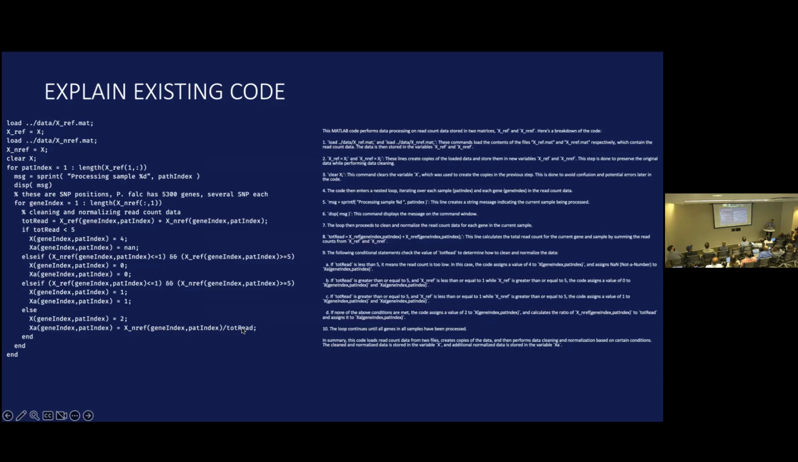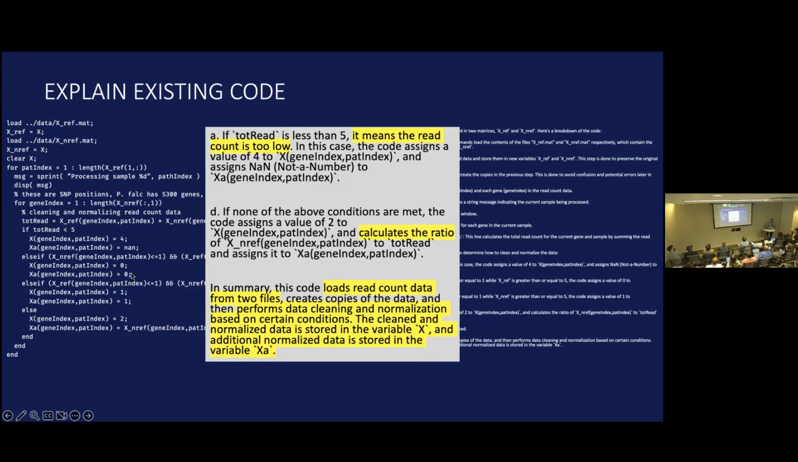XNREF divided by tot read, which is kind of interesting because the other lines of code just stick some unknown magic numbers into the outputs, but there's a ratio. So highlighting that this might be interesting for us to go figure out, or ask the original person what that ratio means, or note that it's different from the other code. And then the summary at the bottom is pretty good. Is it better than what we would get from ourselves? Not necessarily, but it does point out that it's doing cleaning, normalization, and returns the information in X and XA.